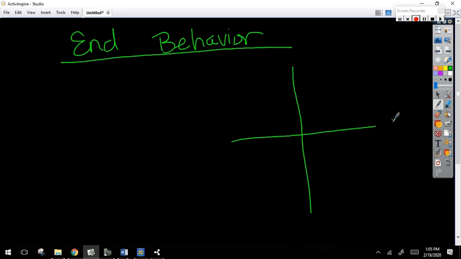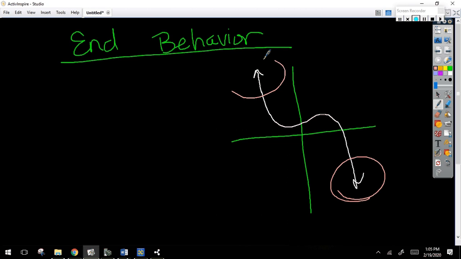Let's take a look at a really, really easy graph. Let's say this was my graph. To describe the end behavior here, I'm going to look at what both ends of the graph are doing. So here, I've got a right end and a left end. Do you agree with that? All right. So I need to describe it two ways.